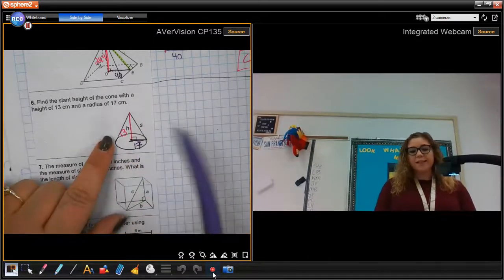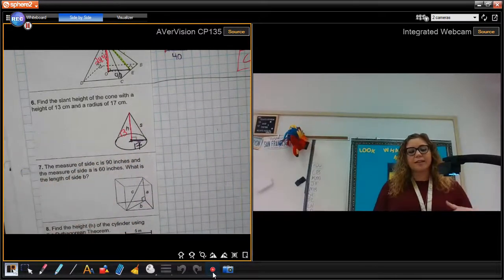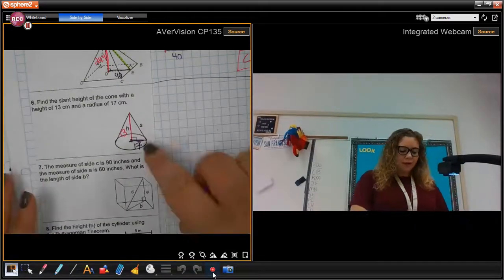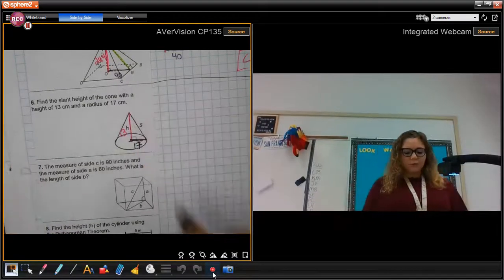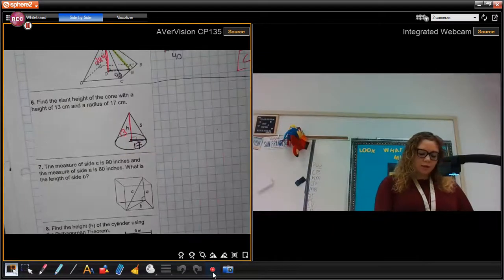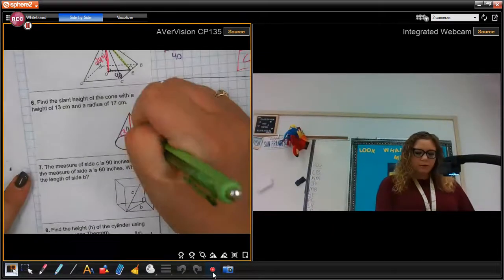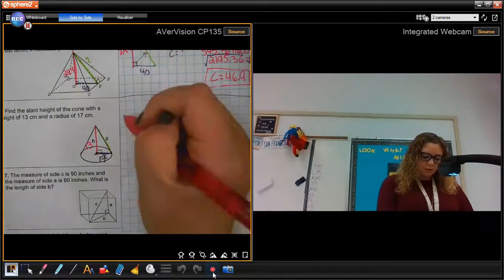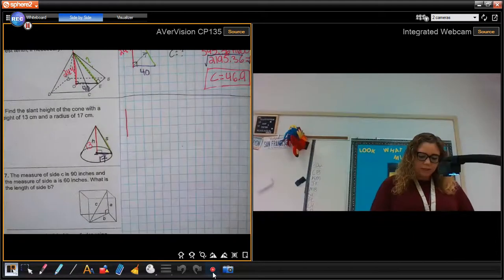And they want us to find the slant. Anytime you try to find the slant, you're finding where it kind of goes like that, and that is what they want us to find. So I'm going to go ahead and redraw it so it's easier for us to see.